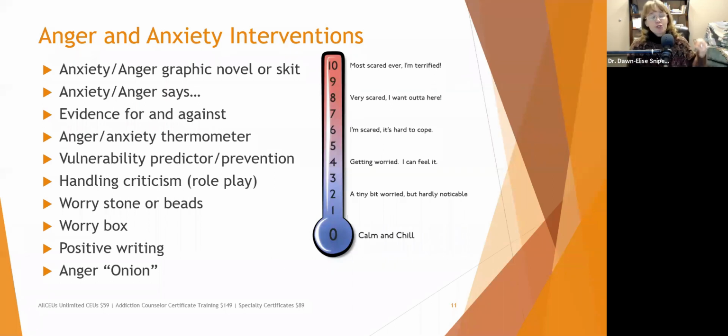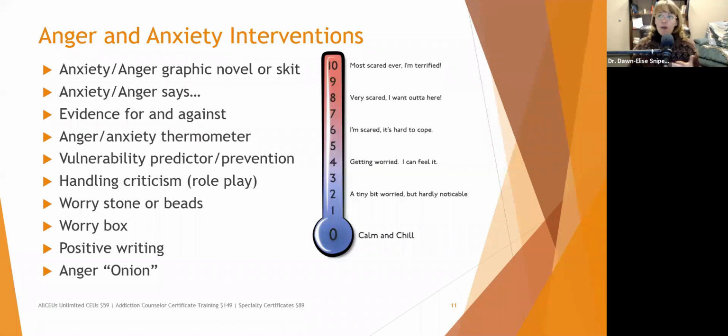You can also use those triggers and have them identify evidence for and against, and that's one of my favorites, to help them get into fact-based as opposed to emotion-based reasoning. When somebody disagrees with you and it makes you feel angry or anxious, figure out the evidence for and against. What does that mean to you? What is the evidence for your thought? You get angry that somebody disagreed with you because it feels like they don't respect you or they're rejecting you. All right, so let's look at the evidence for and against that.